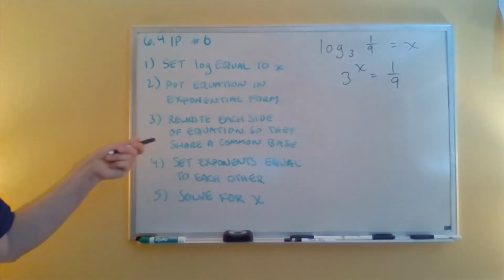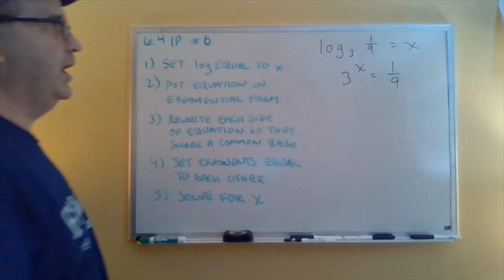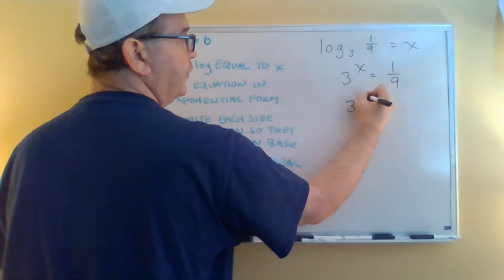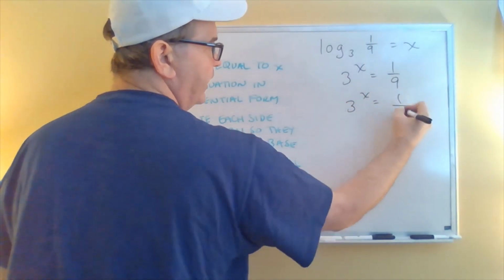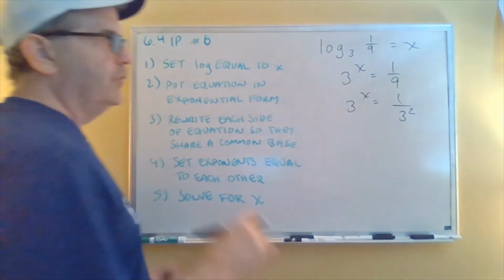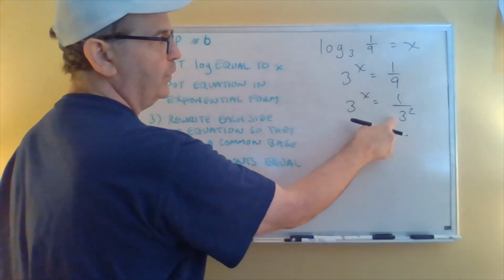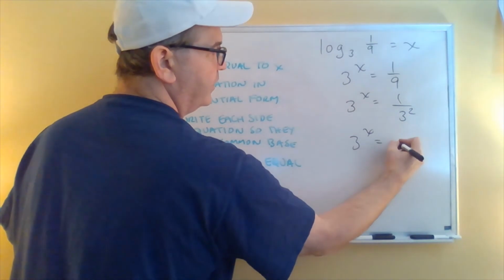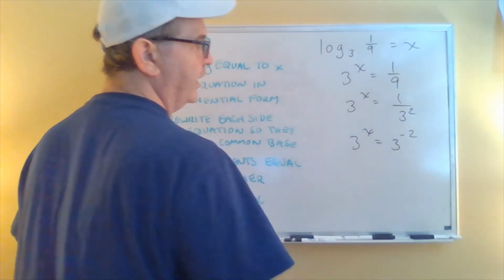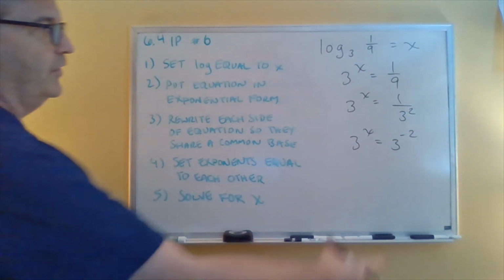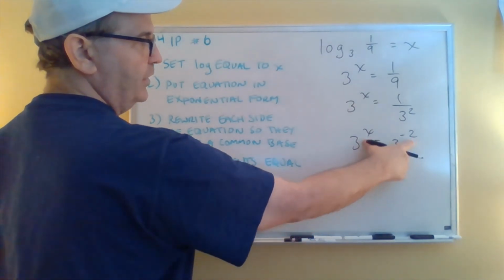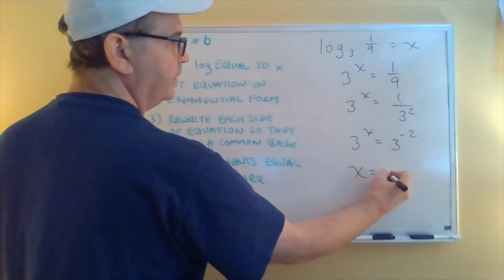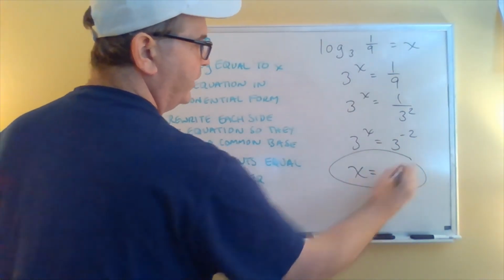Step 3 asks us to rewrite each side of the equation so they share a common base. So if we look at our denominator, we can rewrite that 9 as 3 squared. So we're just about there, but we need to bring this 3 squared up into the numerator spot. And when we do, we need to change that positive exponent to a negative exponent. Now that each side of the equation shares a common base, we can just set our exponents equal to each other, or x equals -2.